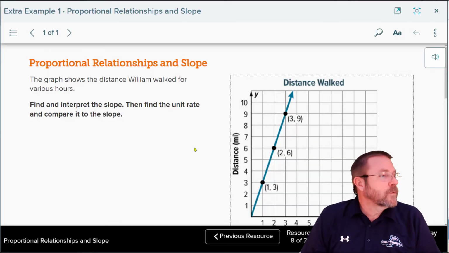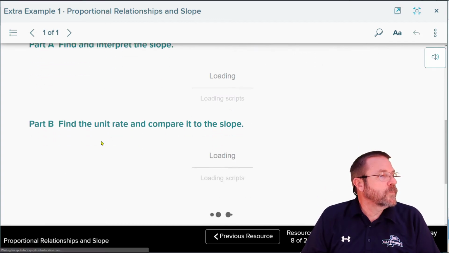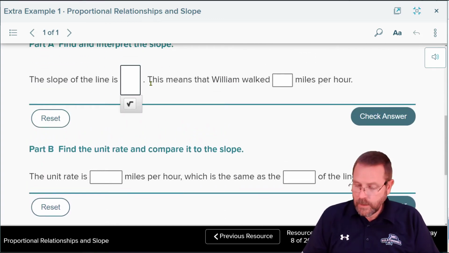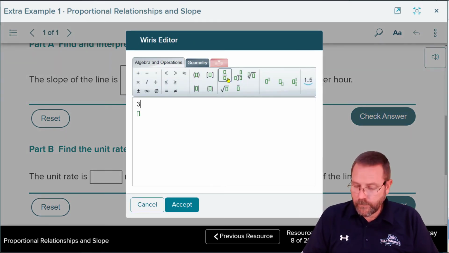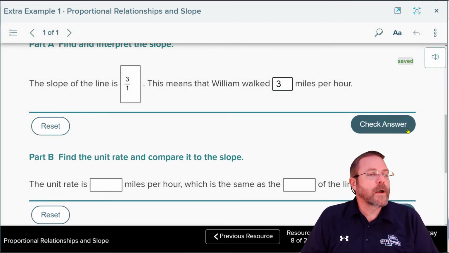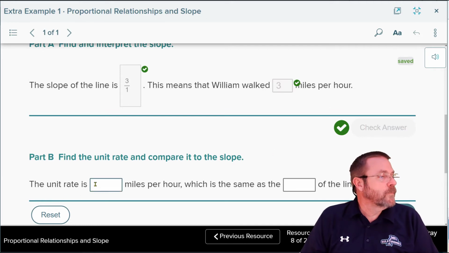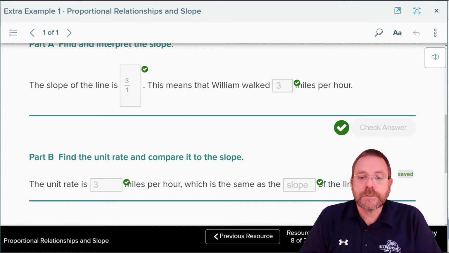Jump back over here to our textbook, and when we find the slope, they want it as a fraction, so we're going to put in the 3 over 1. There'll be a point in your life where you just get to put down 3, and that means he walked 3 miles per hour. Very good. The unit rate is going to be 3 miles per 1 hour, which is the same as the slope of the line. Check, and that checks as well.